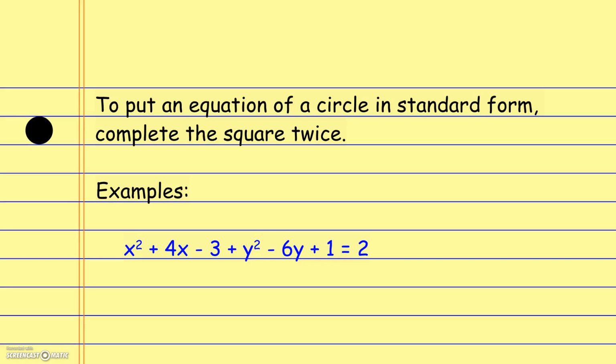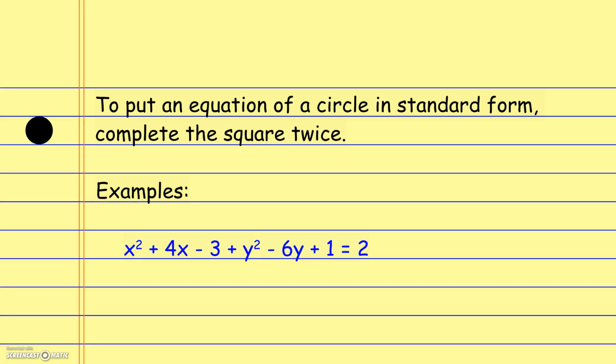The problem we run into here is sometimes these things are not written in the proper format. So if they're not written in the standard format where we have the h and the k, which is our center, and the r squared, which gives us our radius, we have to put it in that format. So if the equation's not in that standard form, we're going to put it in that standard form, and the way we're going to do that is we're going to complete the square twice.